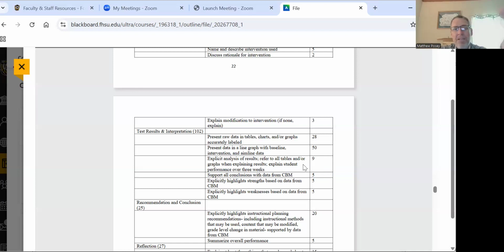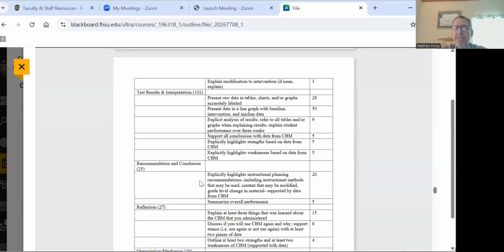Make sure you provide an explanation of the results and refer to those tables, which you guys are used to doing. Support any conclusions with data that you got from your CBM. Highlight what you felt like the strengths were and the weaknesses based on how they performed, which you've done in the last two reports. The next section, you're used to doing this, recommendation and conclusion. You're just going to highlight some instructional planning recommendations and talk about any modifications, anything like that. Okay. You've already been used to doing that.